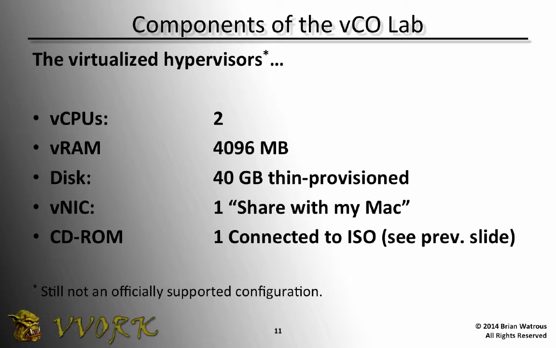I will configure that in VMware Fusion in Share with my Mac mode. Later on, we might choose to add an additional virtual NIC into each host so that we can do exciting things such as vMotion migrations. Initially, though, we'll just go with one virtual NIC. And each virtualized host is going to have a virtual CD-ROM that we will point to the ISO that we mentioned on the previous page.